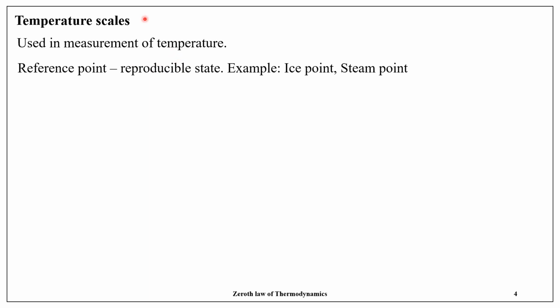To measure temperature, we need temperature scales. A temperature scale is based on a certain reference point. So what is that reference point? Reference points are reproducible states. Examples of reproducible states are the ice point and the steam point.